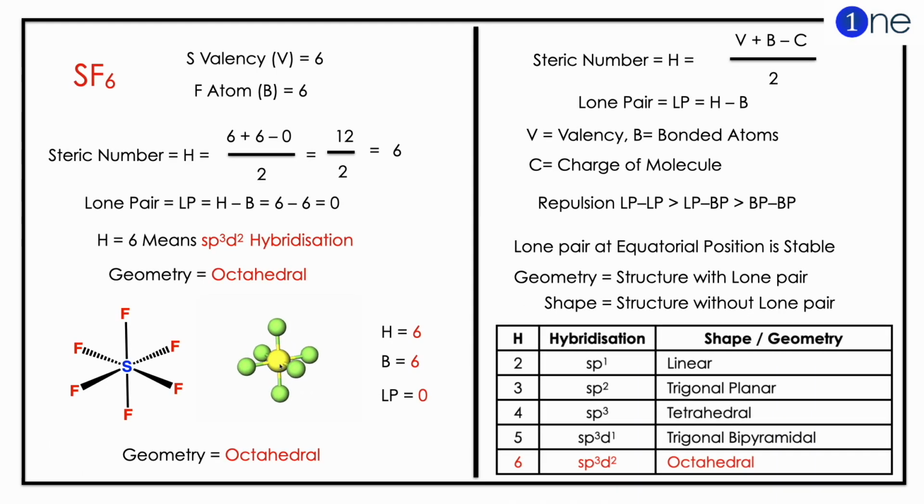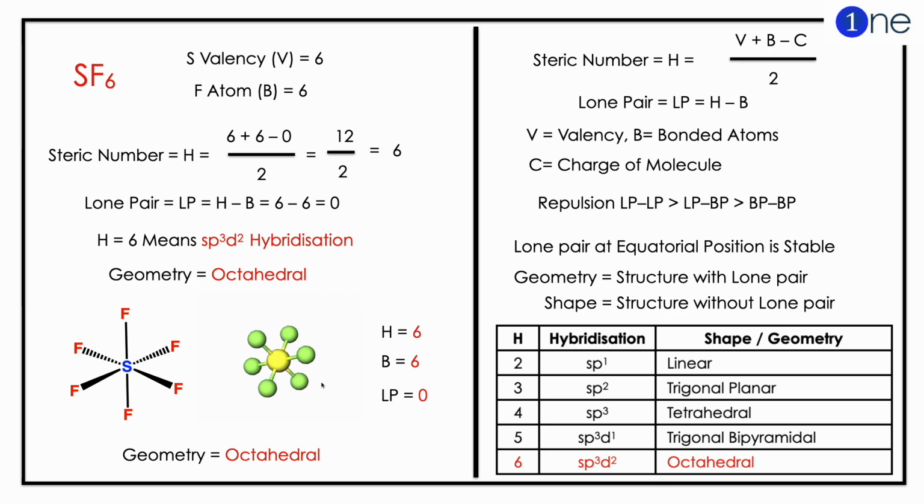To find the hybridization, you should know the steric number, which is H equals (V plus B minus C) divided by 2. So sulfur valence is 6, and each fluorine atom contributes 1. So the steric number will be (6 plus 6) divided by 2, which gives 6. So H will be 6, and you should find the lone pair, which is H minus B, which is 0. H equals 6 means sp3d2 hybridization, which is octahedral geometry.